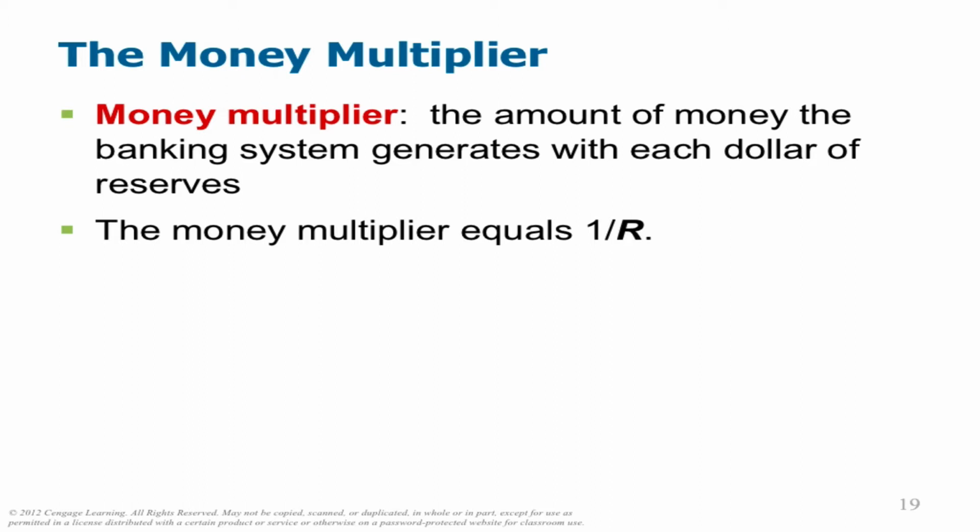The money multiplier is 1 over R. There's your inverse. You have to know that.